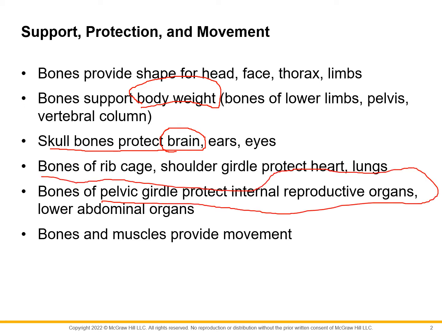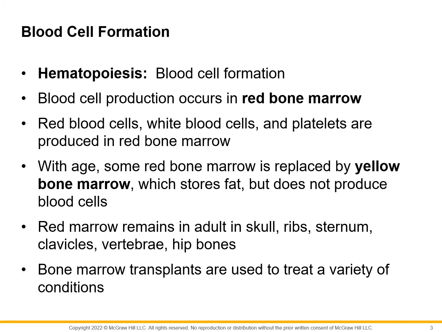But one of the things that probably should be what we think of the most is they're going to help with movement. Bones, along with muscles, skeletal muscles in particular, are going to provide movement for our skeleton. And that is the skeletal muscular system, which really isn't one of the systems, but it's kind of the combination of how it works.